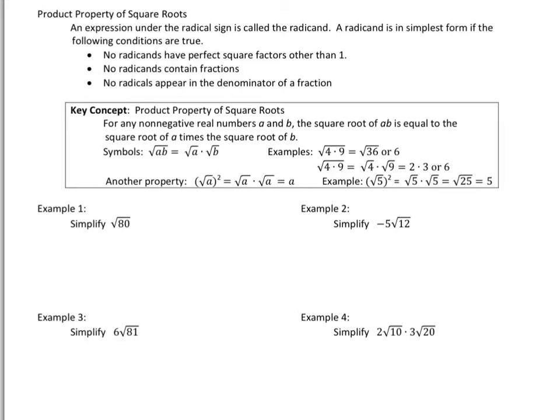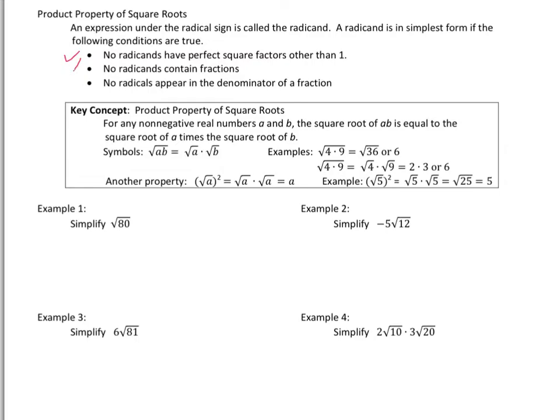An expression under a radical sign is called a radicand. So whatever is inside the root is called a radicand. And a radicand is in simplest form if the following conditions are true. There is no number inside that we can root. That's what this means basically. Meaning if there's a number inside the root that we can root, we should do so.